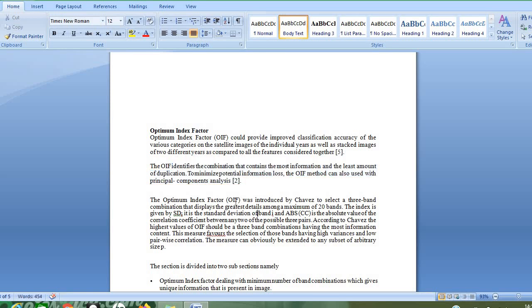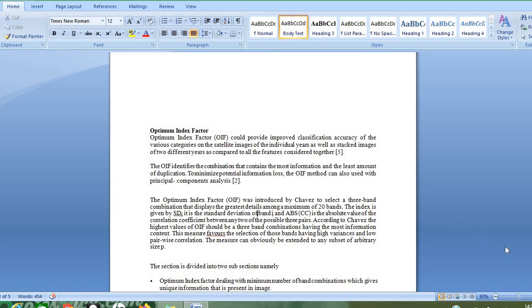Next, this optimum index factor was found by Chavez. What he said is that the OIF consists of a 3 band combination displaying the greatest detail among a maximum of 20 bands. The person who invented OIF said: whatever bands are available for a satellite, try to select 3 different bands which have more variance data and do the classification task using those 3 bands. OIF gives the information regarding the bands which have more variance data.